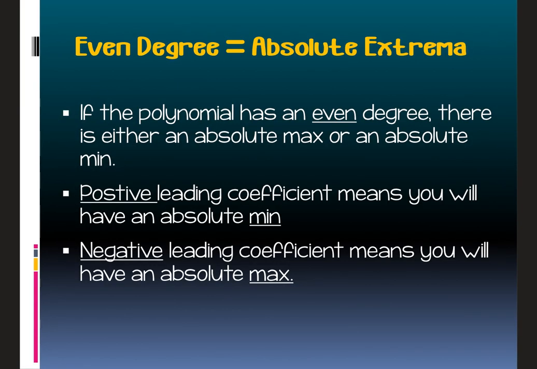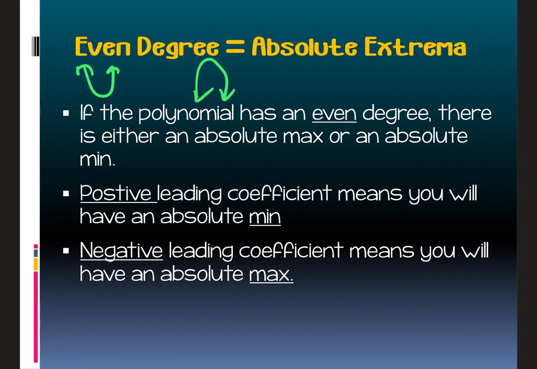All right, now we're talking about even degree absolute extrema. If the polynomial has an even degree, then there's either an absolute max or an absolute min, because it takes on the characteristics of an x squared or an x to the 4th, which means the arrows are either pointing up or pointing down. If my arrows are always pointing up on the ends or always pointing down on the ends, I have to have at least an absolute max or an absolute min. My arrows are not pointing in opposite directions like an x cubed, okay?